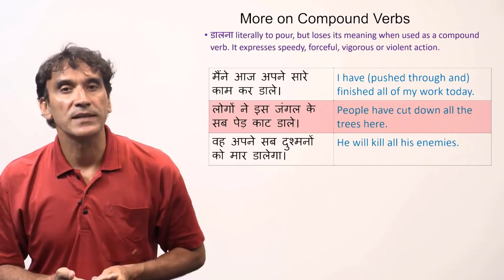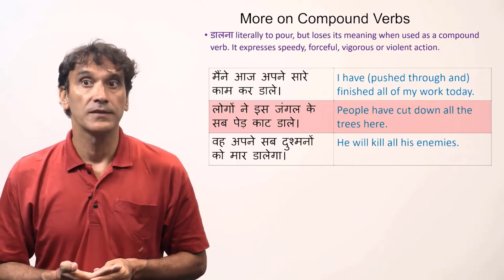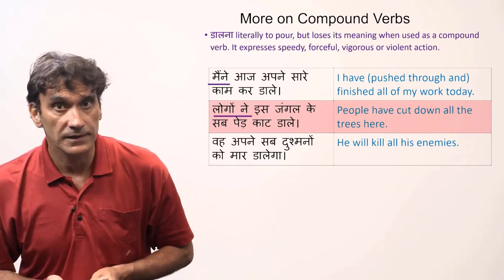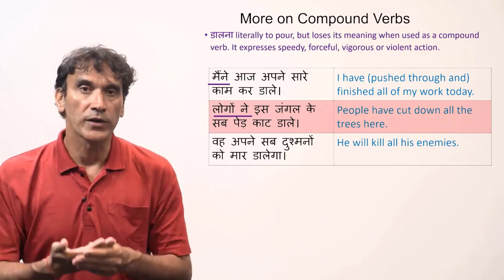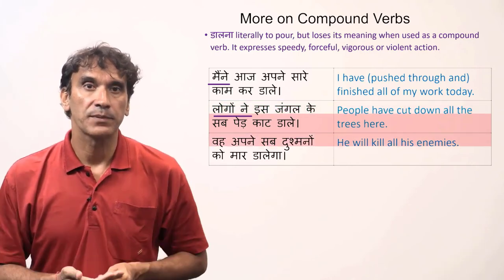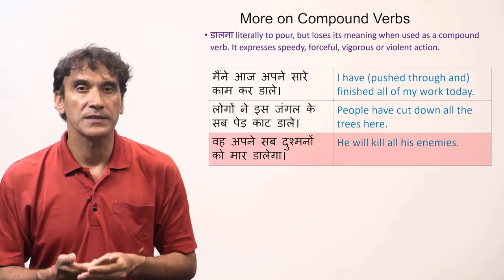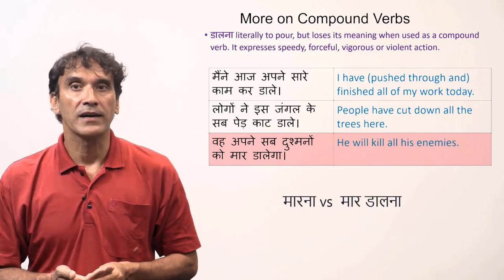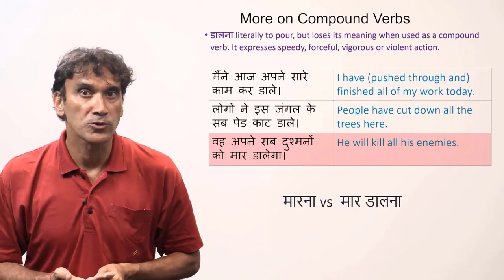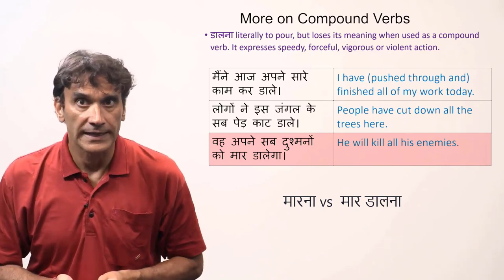In these two examples, since both verbs, the main and the modifying verbs, are transitive and the tenses are perfective, the subject will take the postposition ne, maine and logo ne. Let's take another example. Wo apne sab dushmano ko maar dalega. He will kill all his enemies. Again, you can see the violent action here. The verb marna can mean to beat, but it can also mean to kill. But the verb mar dalna has only one meaning, and that is to kill.